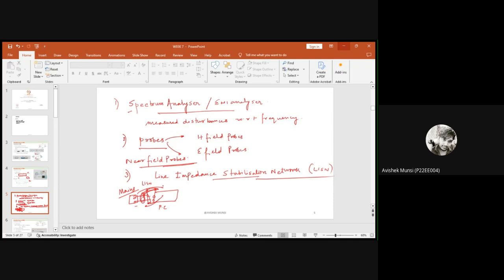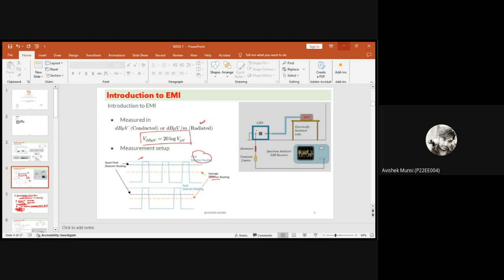These are the primary devices which are given over here. You can see that this is the DUT, the device under test, which we are testing. Maybe a power converter, maybe something else whose EMI we want to test. This is within a shielded room. You can put the LISN right there. This is also within this.